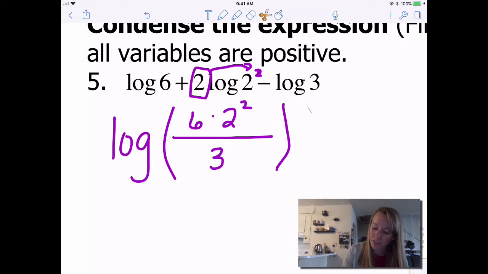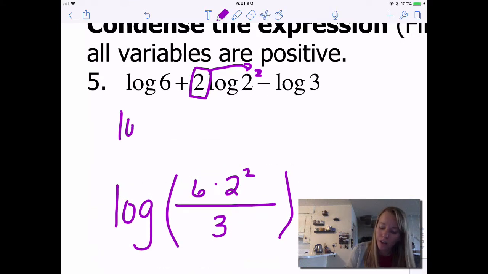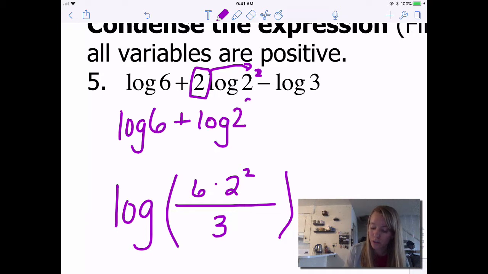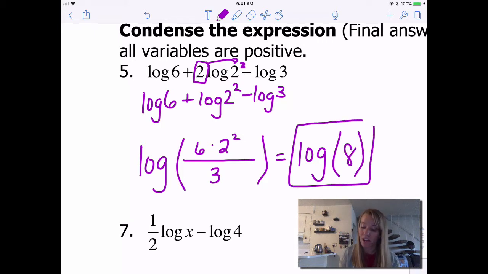Okay, we could have actually done this in 2 steps, so it might help if I did this. Log base 10, so there's no base. Log 6 plus log 2 squared minus log of 3, and then I could have combined together. So I've got 6 times 2 squared over 3. I can simplify that. When I do simplify that, I get log 6 times 4 is 24, divided by 3 is just 8. So log of 8 is my final answer.